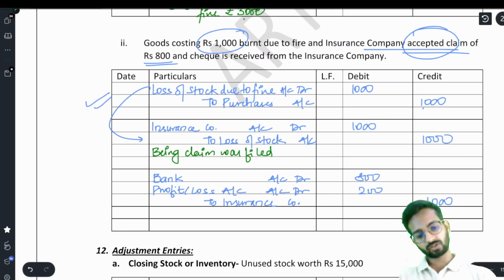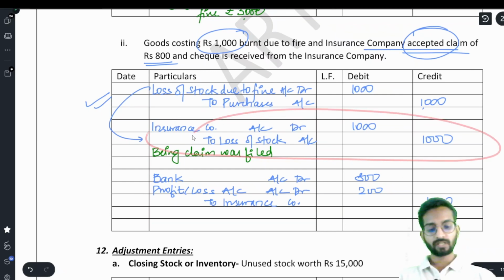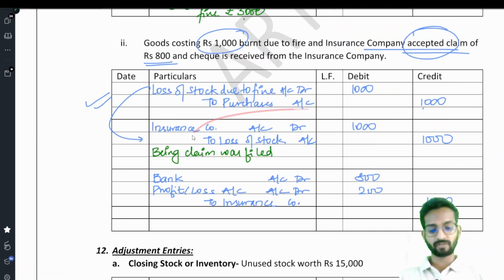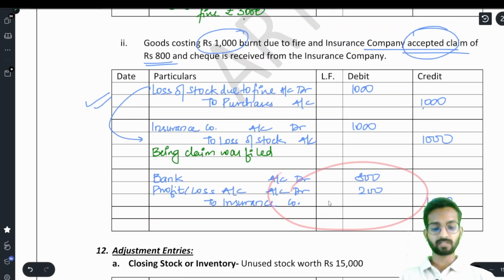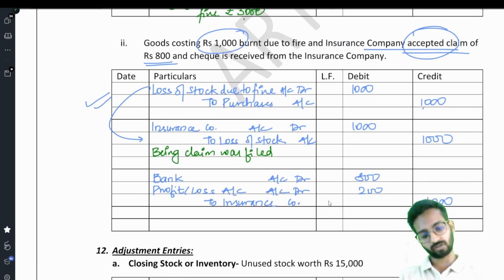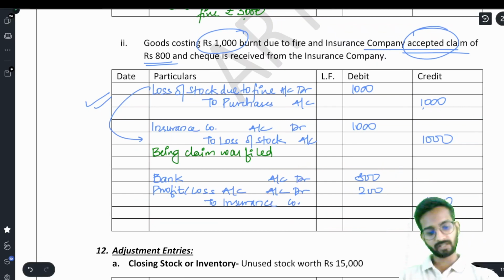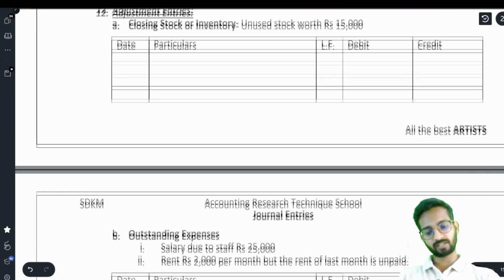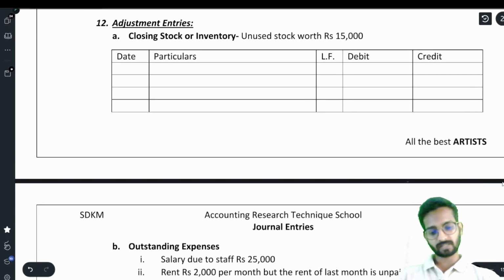This is what is happening. First we lost the stock. After that we told insurance company that we want 1000 rupees from you. They said we will not give you 1000 rupees, we will give you only 800 rupees and you have to bear the 200 rupees loss. Now moving further to the last topic of our journals, that is adjustment entries. Now, what is the first entry?